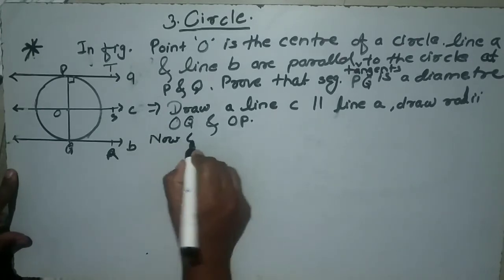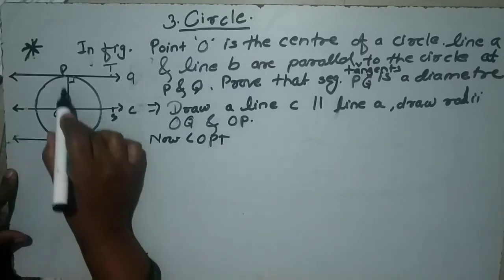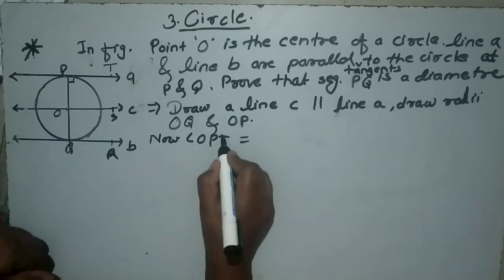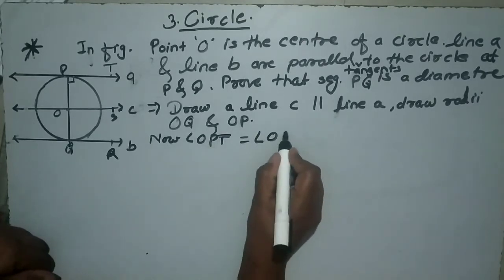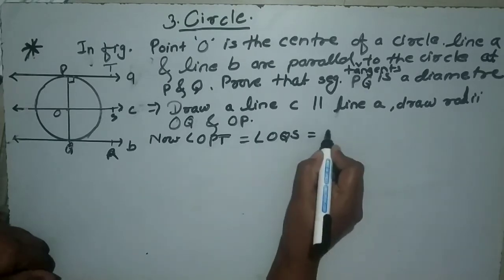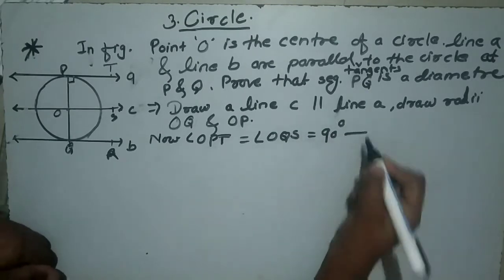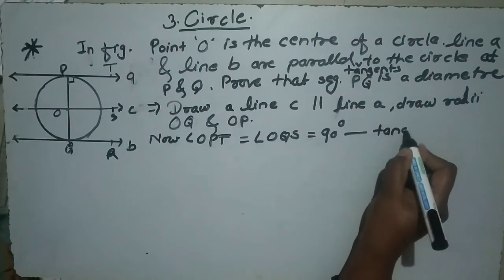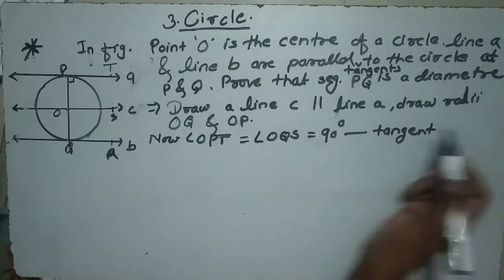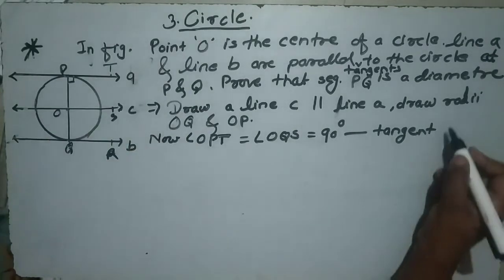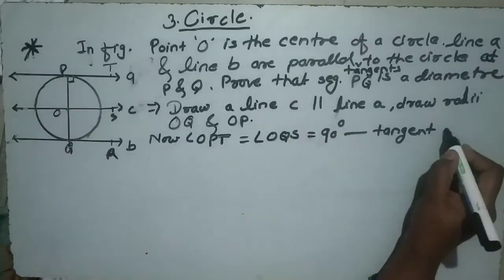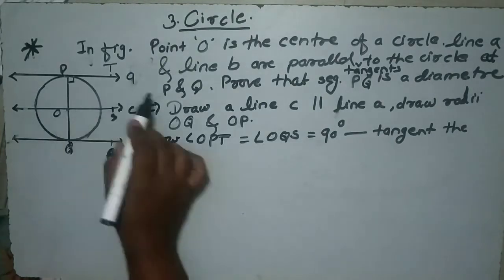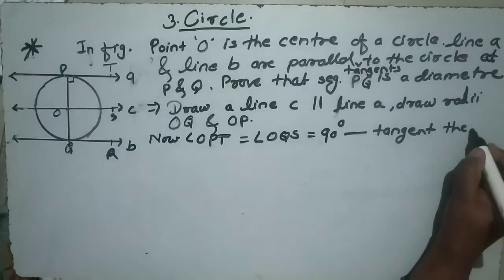Now angle OPT and angle OQS are equal to 90 degrees, and the reason behind it is the tangent theorem. The tangent theorem is that the angle between the radius and the tangent is 90 degrees, or the radius is perpendicular to the tangent. So according to that property, angle OPT and angle OQS are equal to 90 degrees.